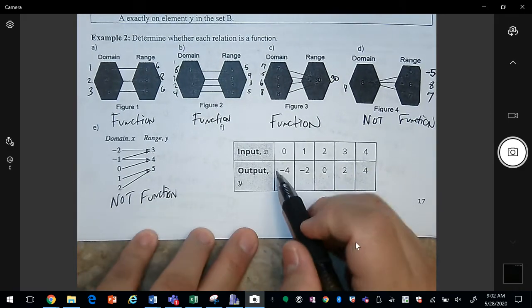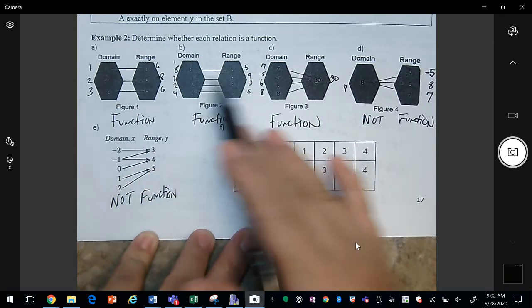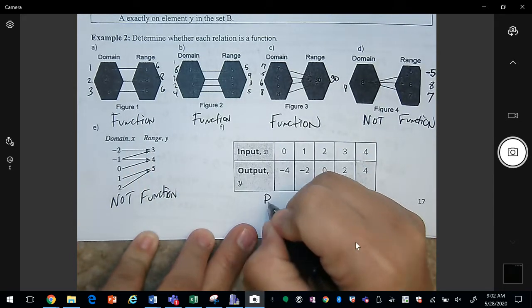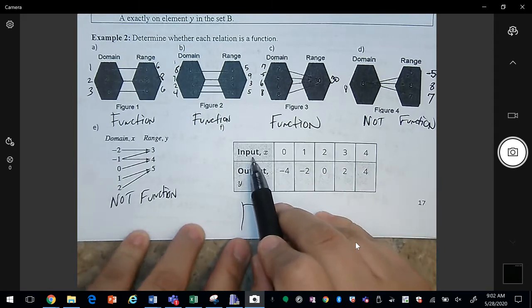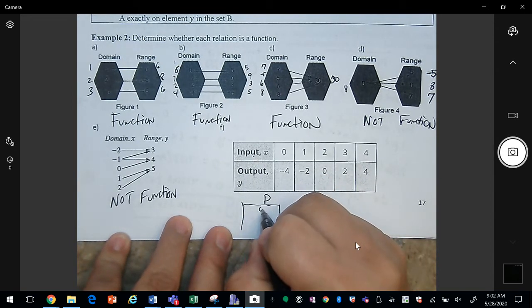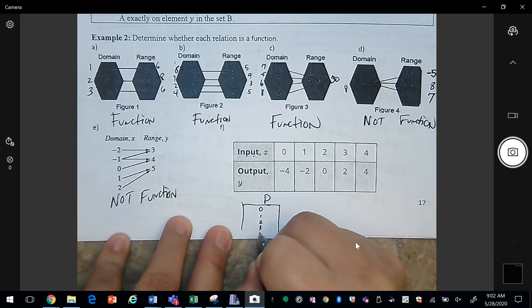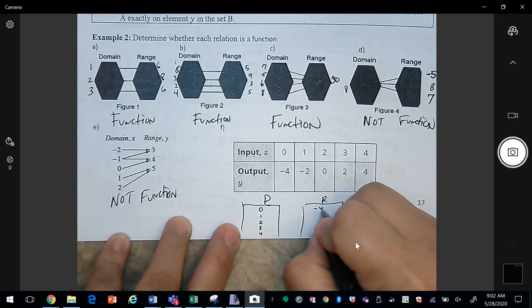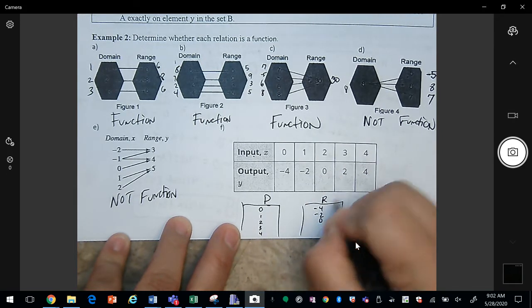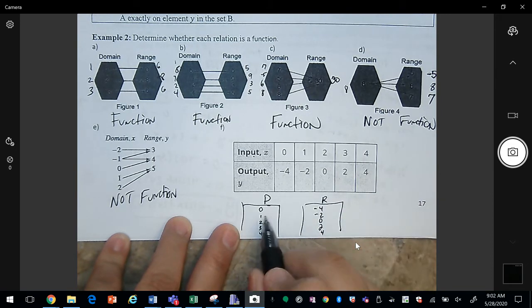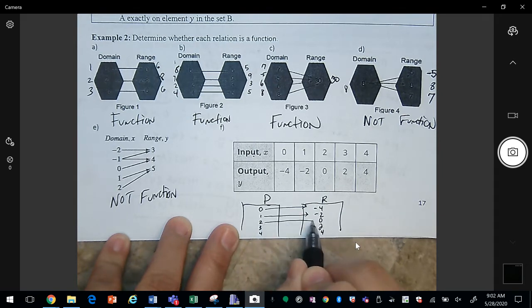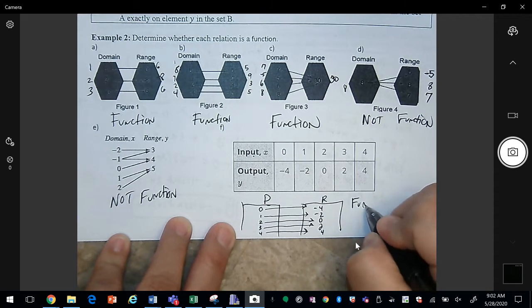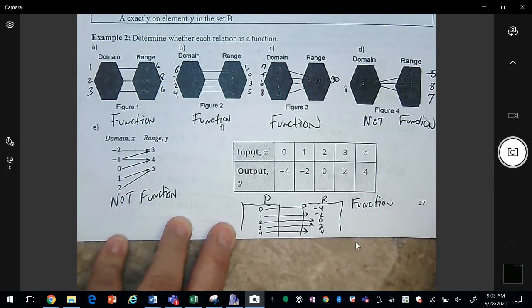Letter F, they give us the information a little bit different than this picture, but you can draw your own picture. So remember, the input is your domain. So we have the numbers 0, 1, 2, 3, and 4. And then for range, we have -4, -2, 0, 2, and 4. So 0 is going to -4, 1 goes to -2, 2 goes to 0, 3 goes to 2, and 4 goes to 4. They're all going to just one element in the range, so that makes it a function.